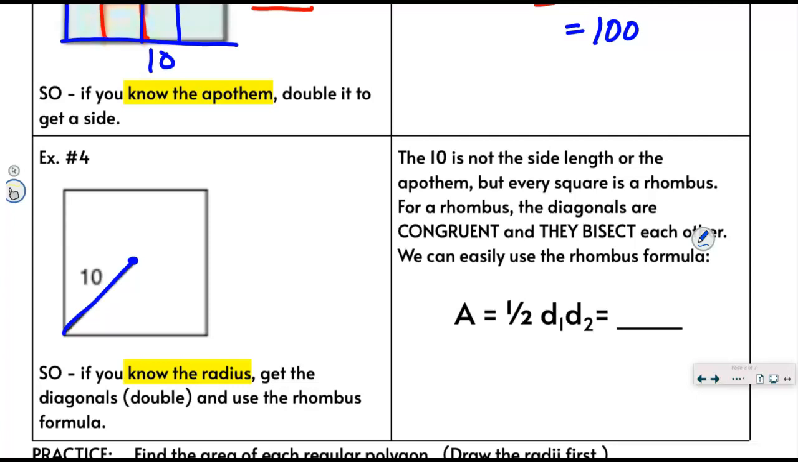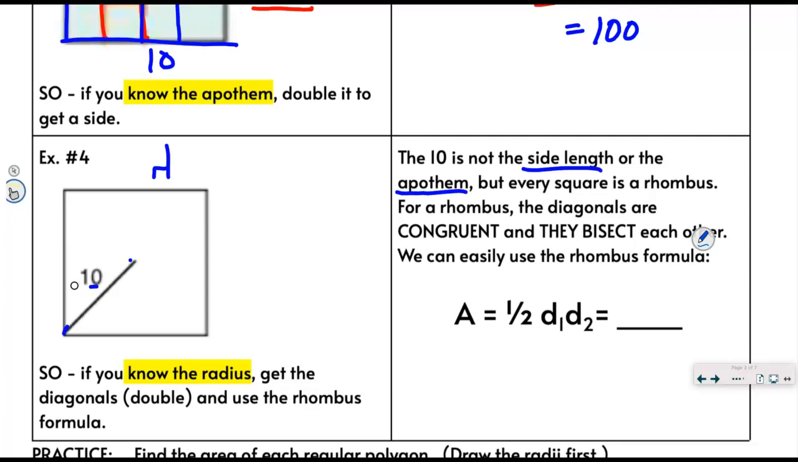And remember, when we go from the center to the vertex, these are called radii. There are 4 of them on my quadrilateral. There are 5 of them on my pentagon. They're the spokes of the wheel. You don't see that little right angle box. It's not an apothem. This right here is a radius. So the 10 is not the side length. It's not the S. It's not the apothem.